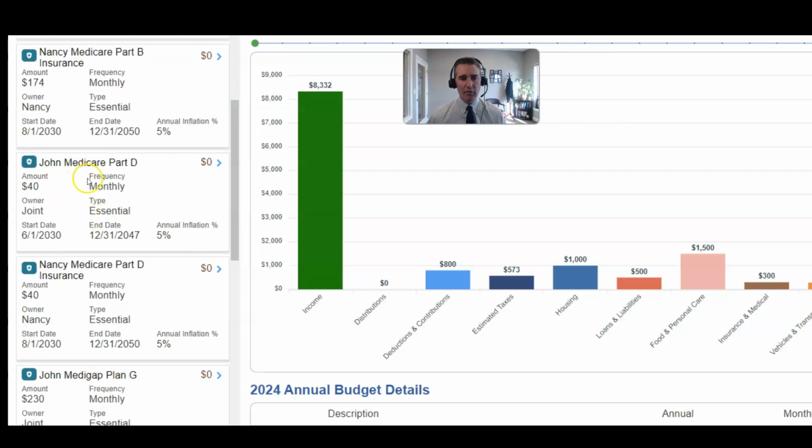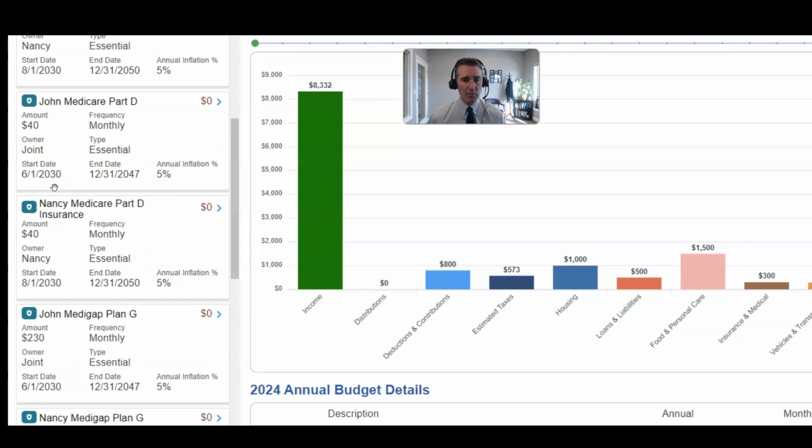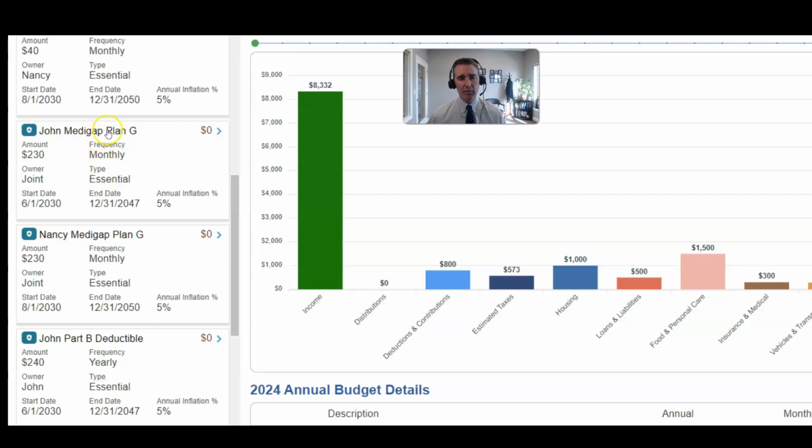They're both going to sign up for Medicare Part D, which is the prescription drug plan, and we're estimating that the current costs for that are currently $40 per month. Then they're both going to sign up for Medicare Plan G. That is a Medigap plan that covers what Medicare doesn't cover. So Medicare's 80/20 insurance. So this plan, by having the Plan G, it's going to cover most of the costs that they would otherwise incur for Medicare.